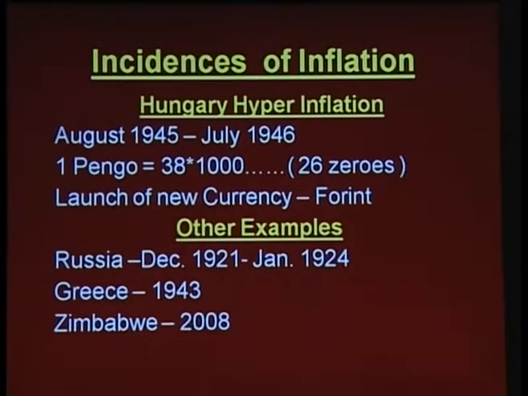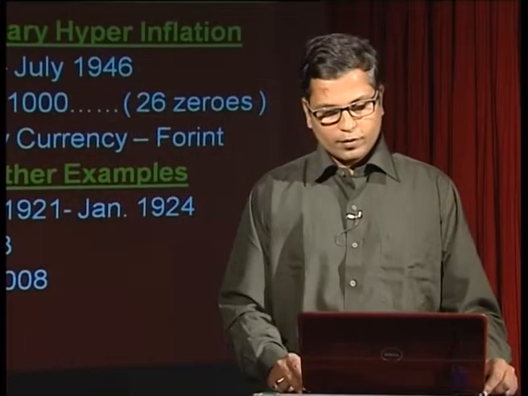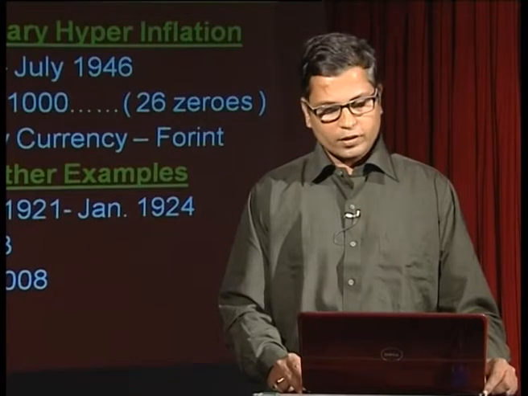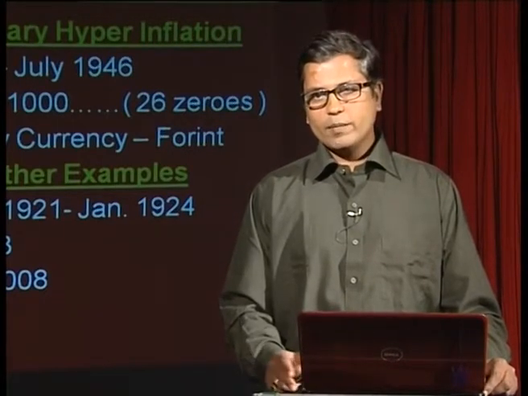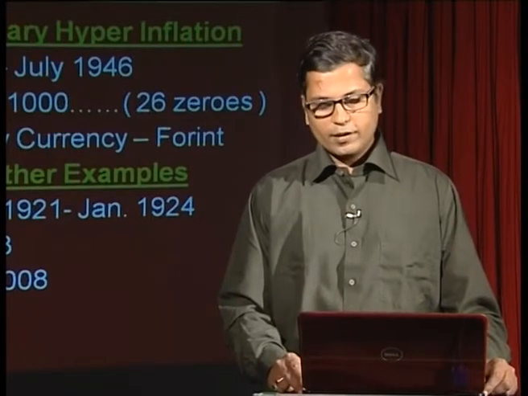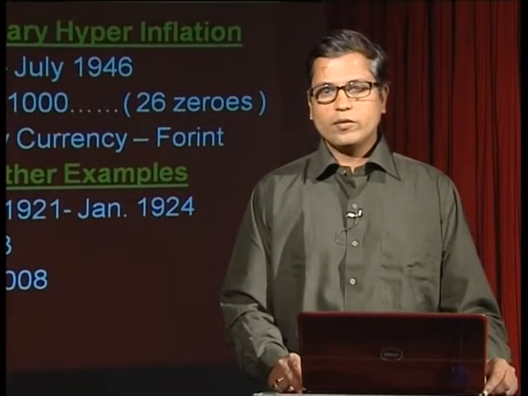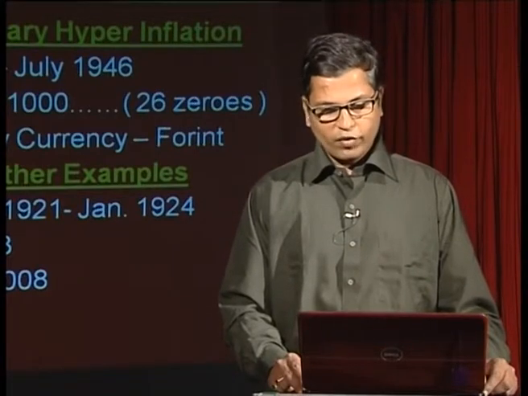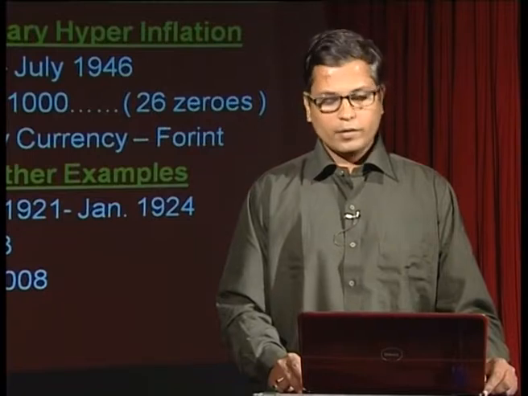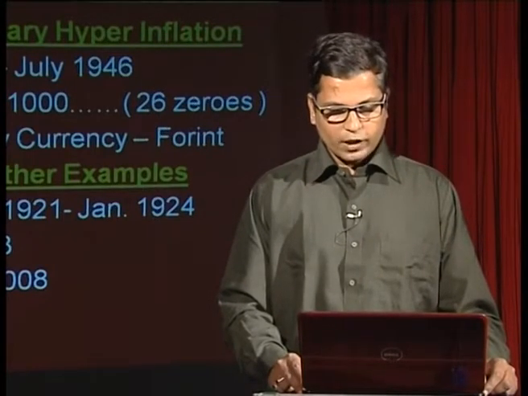Next, major hyperinflation came in Hungary in 1945 to 1946. The Pengo, which was the currency of Hungary, was reduced in value from 1st August 1945 to 31st July 1946 by 38 into 10 to the power 27. It means what you could buy with 1 Pengo in August 1945, you had to pay 38 into 10 to the power 26 zeros for the same quantity in July 1946. Finally, the Hungarian government decided to change the currency to the forint, which had a different valuation and replaced the Pengo completely in the market. This is like post Second World War inflation.